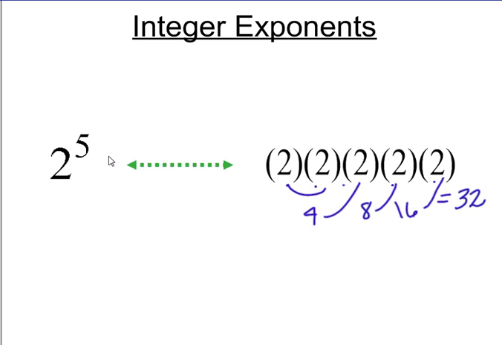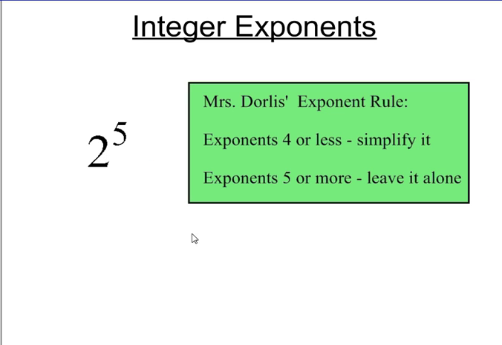Now, for my class, let's just keep it simple. If we have exponents that are 4 or less, I expect you to simplify it just like I did right now. If we have exponents that are 5 or more, you could leave it alone. Because if we got something like 7 to the 8th power, without a calculator, it would be very difficult to figure out. So we'll just leave it alone and simplify it that way. I think that'll work out best for us.